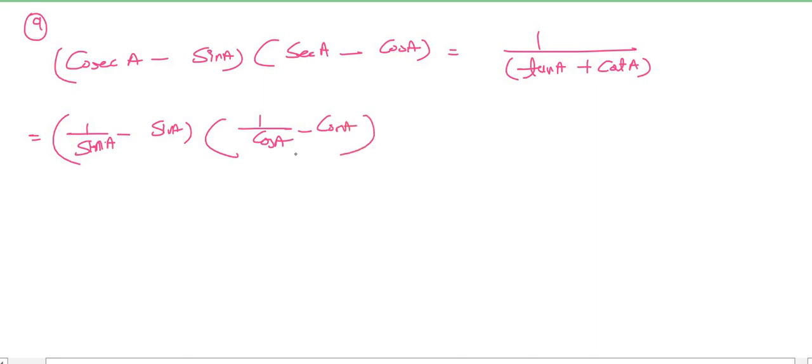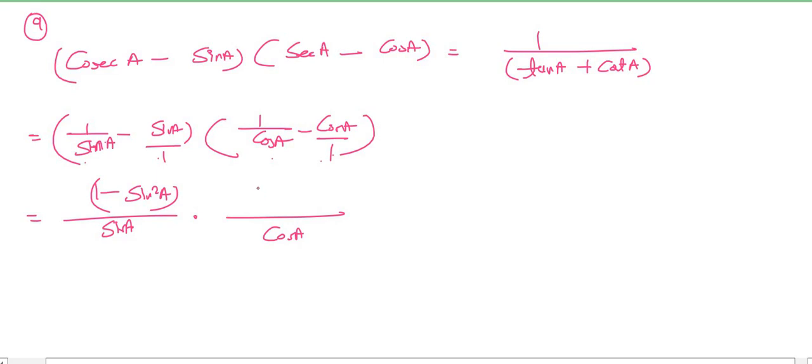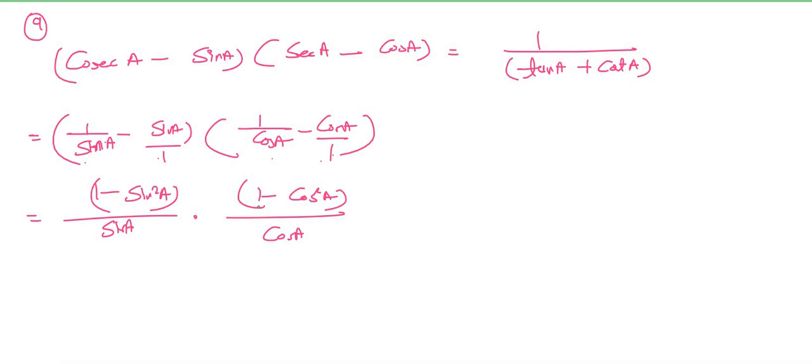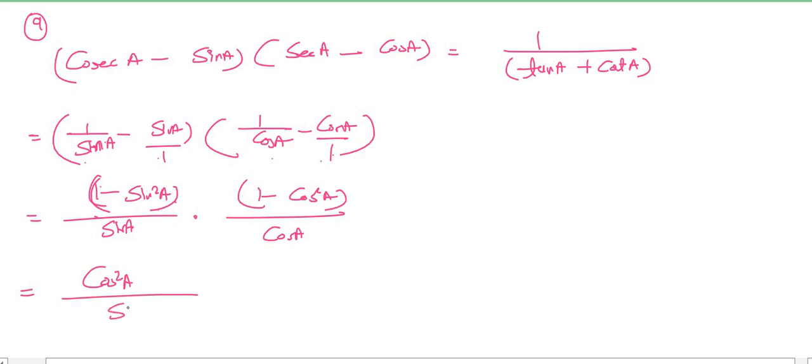Okay. What is LCM here of these two is sin A, correct? So this is 1 minus sin square A by sin A into what is LCM here? Cos A. So it is 1 minus cos square A by cos A. Fine. We know from formula 1 minus sin square A is what? Remember? Cos square A. And what is 1 minus cos square? Sin square A by cos A. Correct?